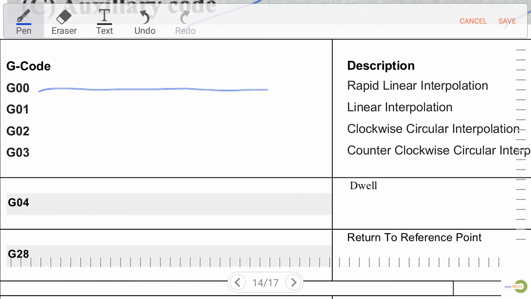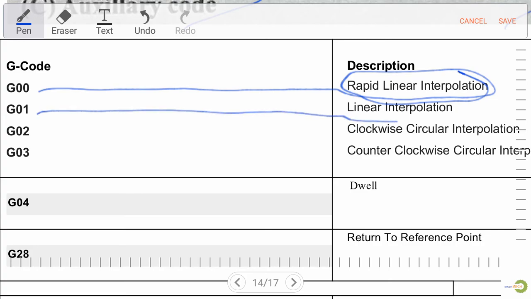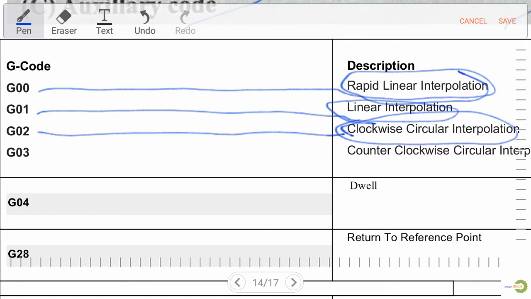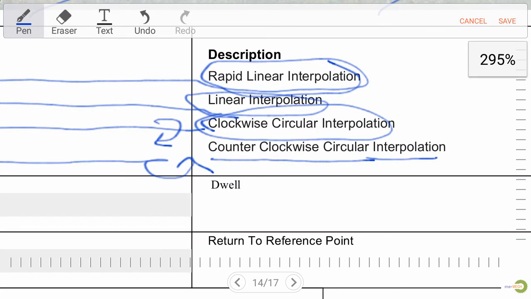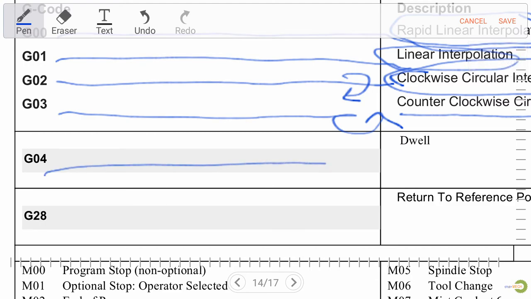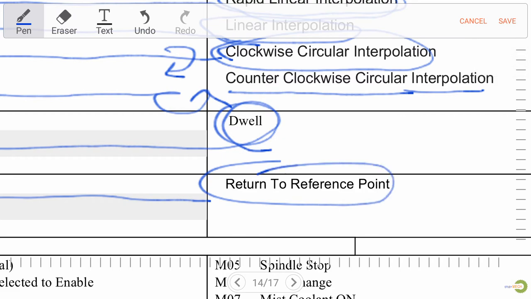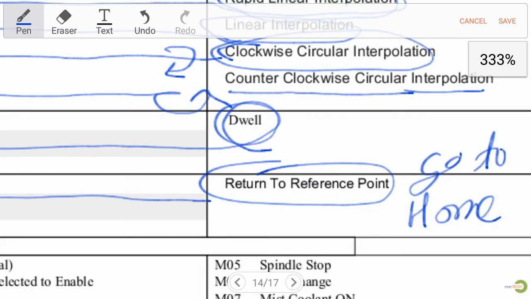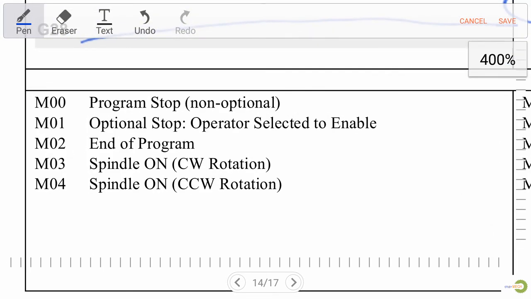First of all, G00 stands for rapid linear interpolation. G01 stands for linear interpolation. G02 stands for clockwise circular interpolation, okay, clockwise. And G03 stands for counterclockwise circular interpolation. So remember these G codes. G04 stands for dwell. G28 stands for return to reference point or go to home position.